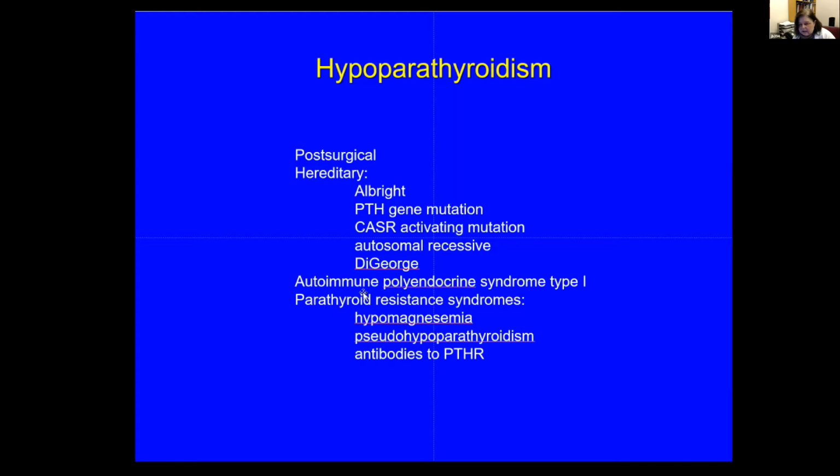Hypoparathyroidism is usually a long-standing cause, except when you have a patient with parathyroid surgery. It's not necessarily long-standing. They can recover in 2 weeks. So you may or may not have to worry too much about the post-surgical. If they don't recover, you have to treat it. You have the hereditary forms, autoimmune, and parathyroid resistance syndrome. That's fun and publishable.